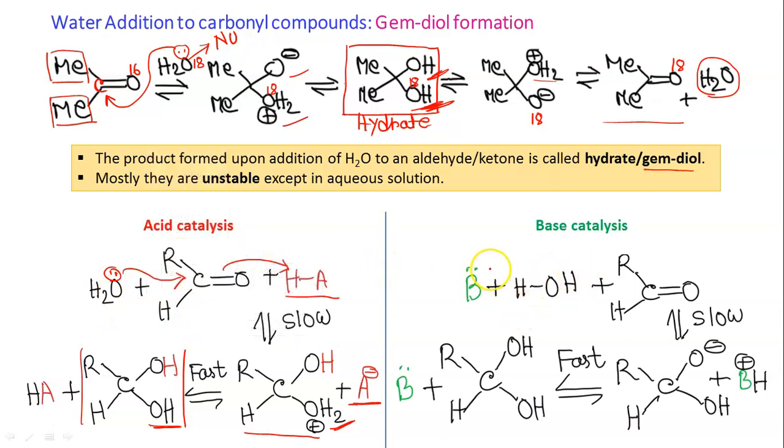When it is base catalysis, the base will capture one of the hydrogens of the water molecule. As a result, there will be generation of HO minus, which is a better nucleophile. So it will attack this carbonyl carbon and there will be negative charge generation over oxygen. Now this is the conjugate acid of the base that we are using as catalyst, so it will give the proton again to O minus. As a result, we are getting the hydrate and the catalyst is regenerated.